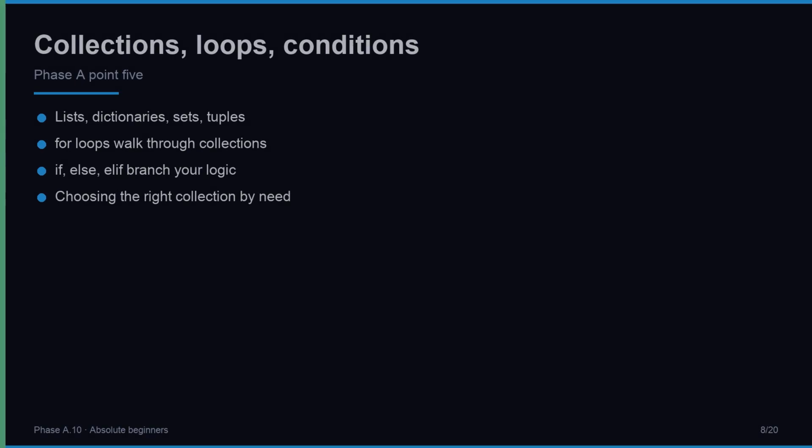Phase 0.5 was the heart of everyday Python. You met the four collection types: lists, dictionaries, sets, and tuples. You learned for loops to walk through them, and if, else, and elif to branch your logic. You practiced choosing the right collection by asking practical questions. Do I need order, lookup, uniqueness, or immutability? Almost every program you will ever write uses these tools.